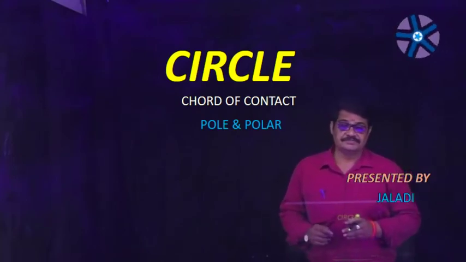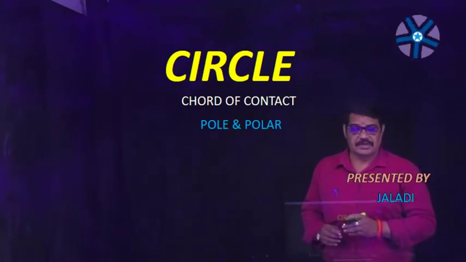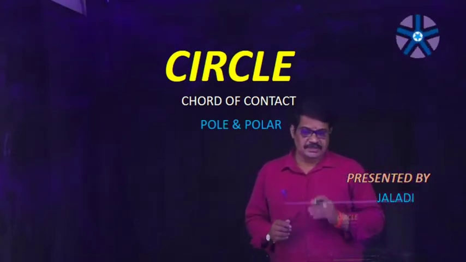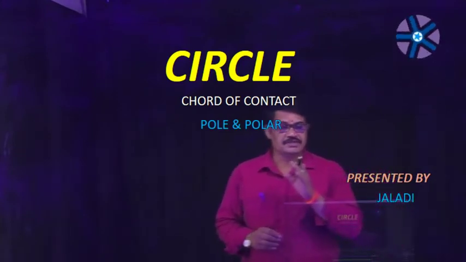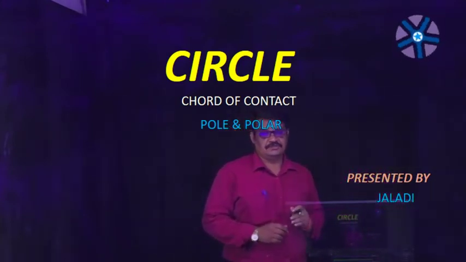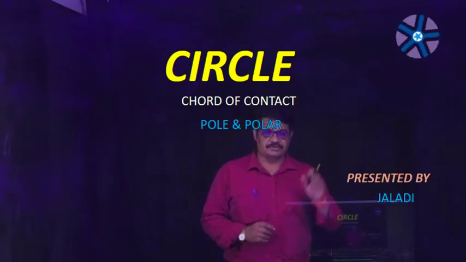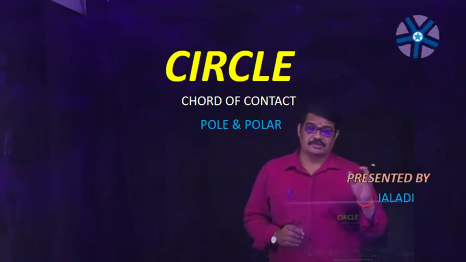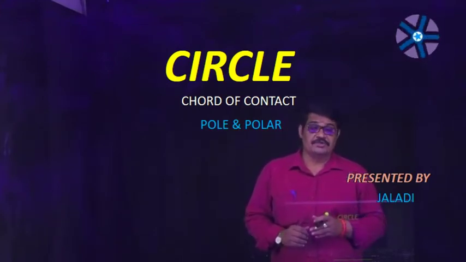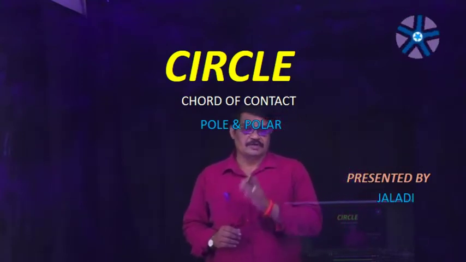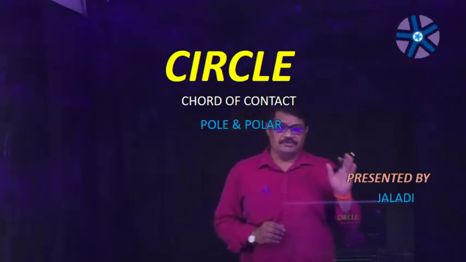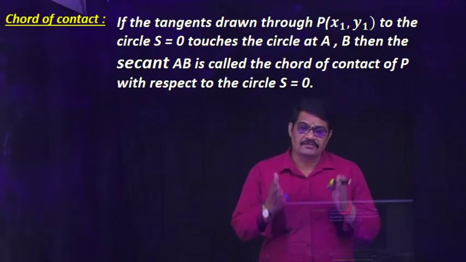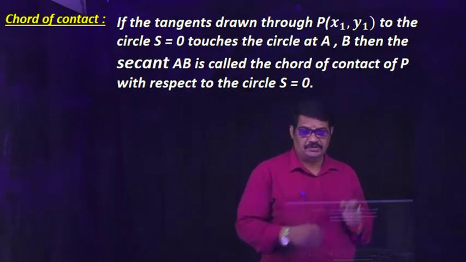Hi students, in the previous classes we have discussed the tangents and normals of the circle. In this session we are discussing the chord of contact of a point with respect to the circle and pole and polar of a point with respect to the circle. So what is the chord of contact of a point with respect to the circle?